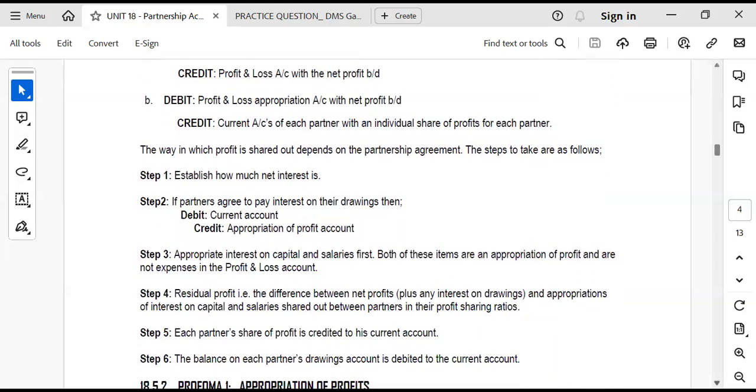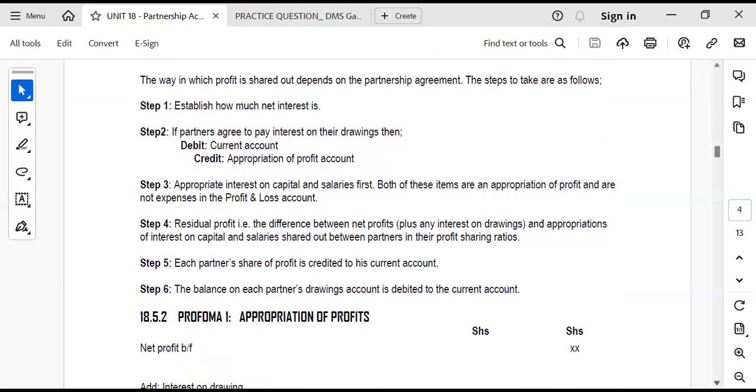So this is just steps in how we are going to share profit. We will first of all establish how much the net profit is. We will then establish if partners agree to pay interest on their drawings, and then after that we shall debit our current account and we shall credit our appropriation of profit account. Then after that, we shall appropriate interest on capital and salaries first, because both of these items are under appropriation of profit and not expenses in the profit and loss account.